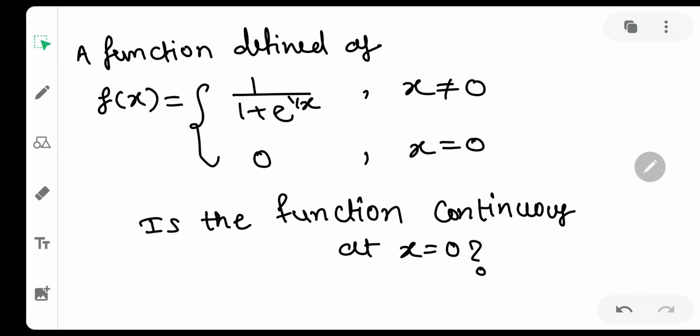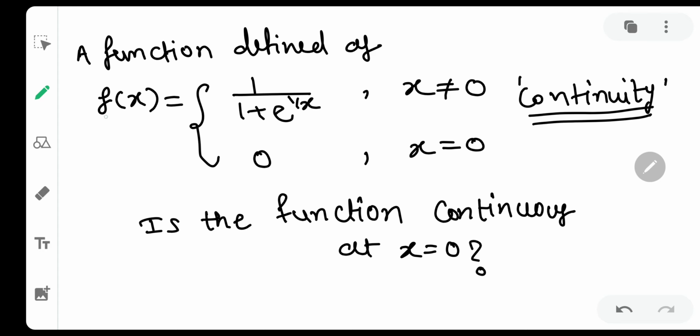Hi guys, today we are going to do a very interesting and important question from the chapter Continuity. This question is taken from Miscellaneous Exercise 1 of chapter Continuity from 12th standard.